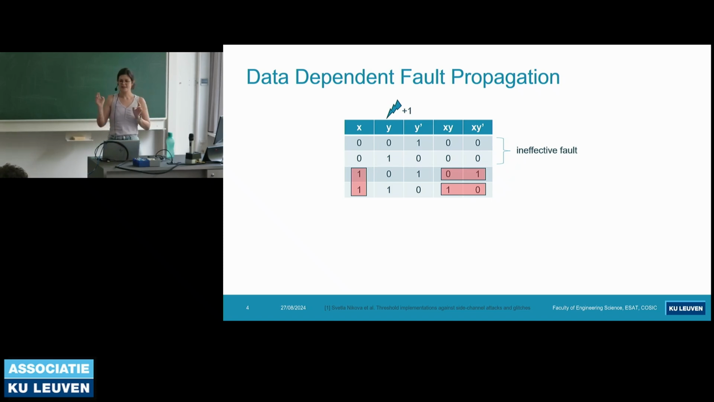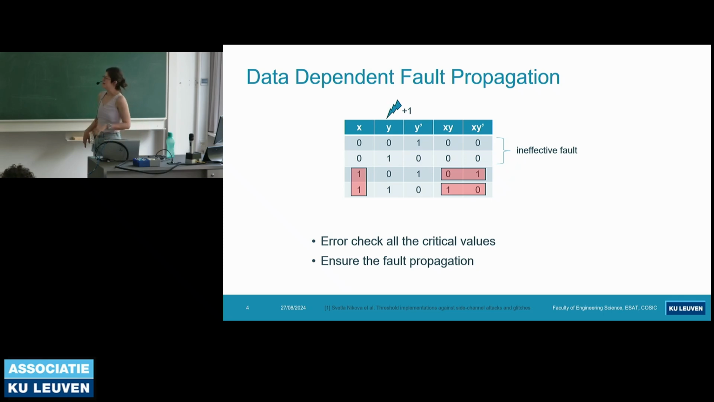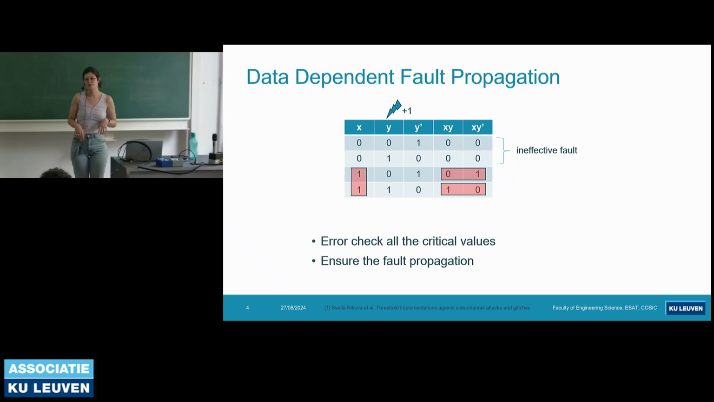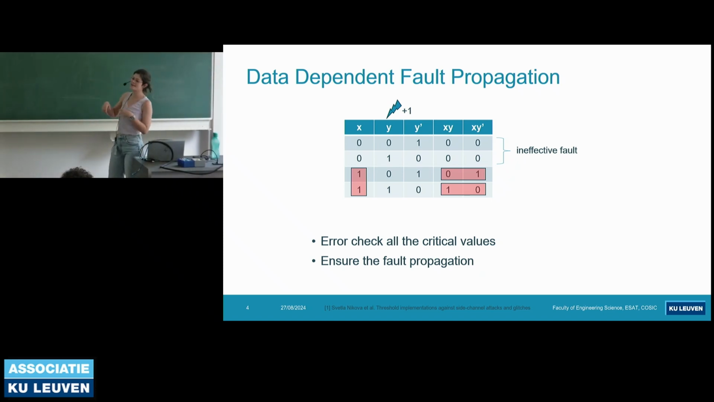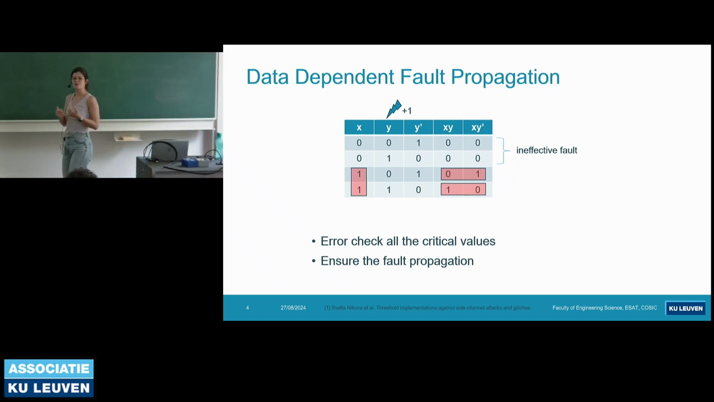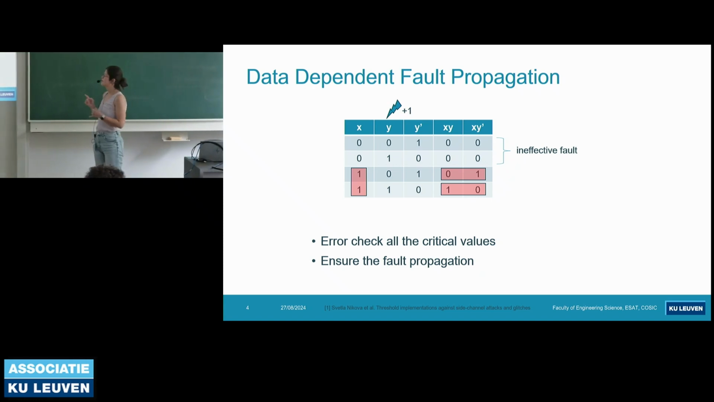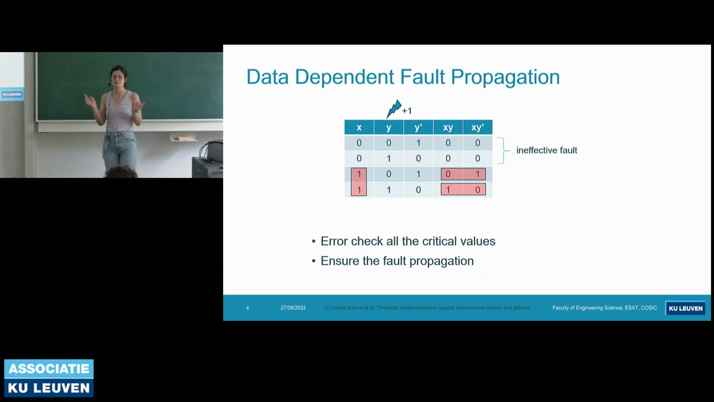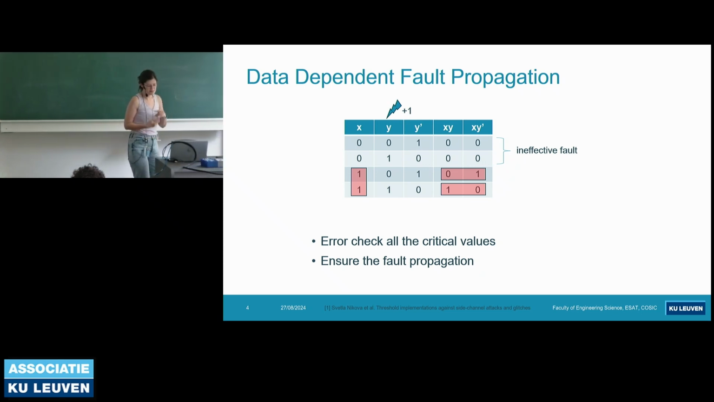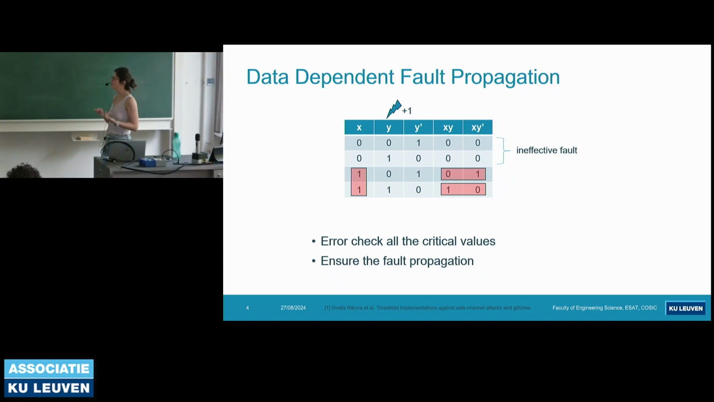So we call this kind of faults ineffective faults because they don't always propagate to the output, and their propagation is dependent on the secret information. And there are some ways to protect against this kind of faults. One is to error check all the critical values in the circuit. For example, if we take this example, we can check the correctness of X and Y. And if we detect any fault injected to X and Y, then we can abort, and so protect against this kind of faults. And the second one is we can ensure the fault propagation.